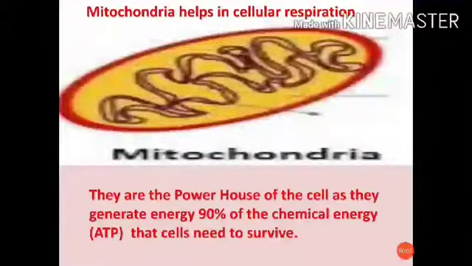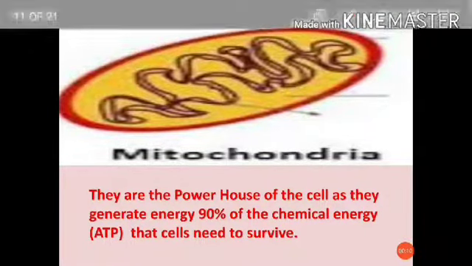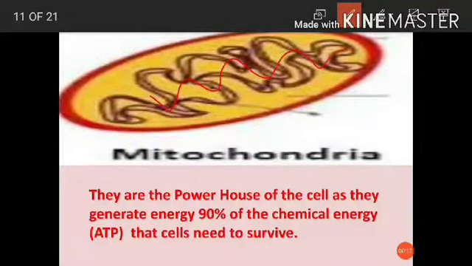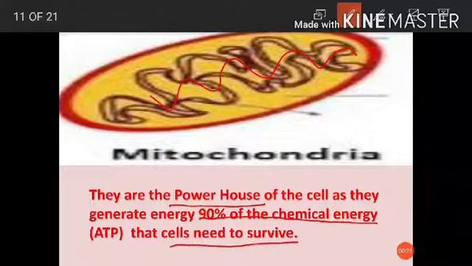Next organelle is mitochondria. Mitochondria helps in cellular respiration and is rod shaped. You can see it is rod shaped, present in the cytoplasm of the cell. They are called the powerhouse of the cell because they generate 90% of the chemical energy that the cells need to survive or for the different activities of life in the form of ATP. Its full form is adenosine triphosphate.